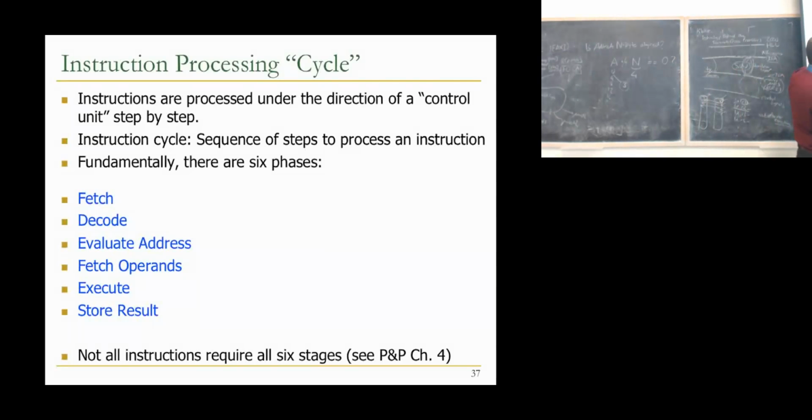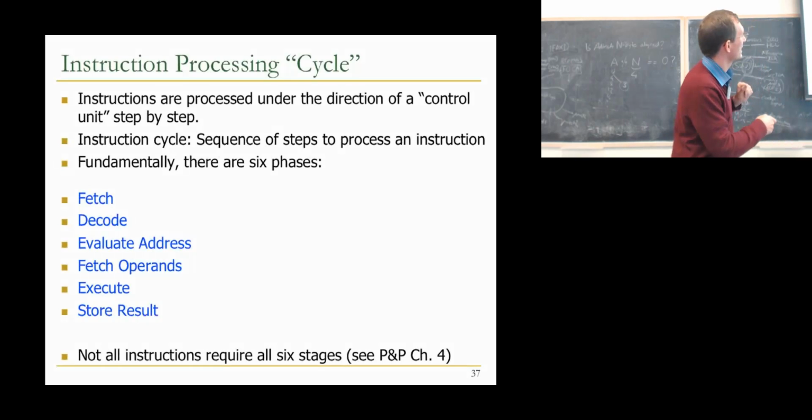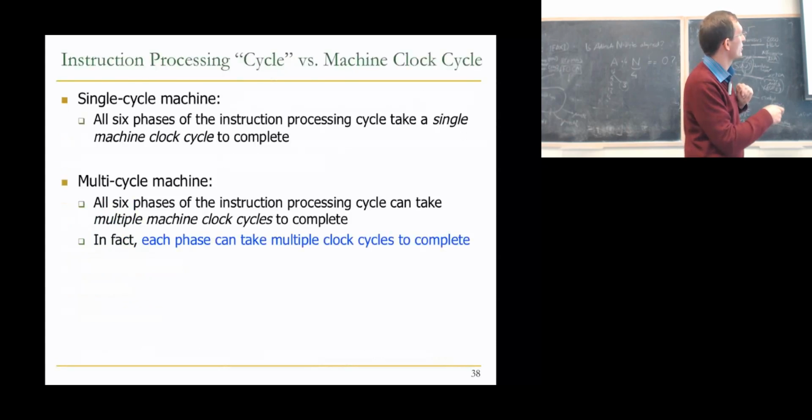There are really 6 phases. These are defined in the Patt and Patel book in chapter 4, and are probably the most comprehensive 6 phases. You need to fetch an instruction. You need to decode it. You need to evaluate the address for the operands. You need to fetch the operands once you have the address. You need to execute, and you need to store the result. Now, not all instructions require all of these stages, but some instructions may require all of them.